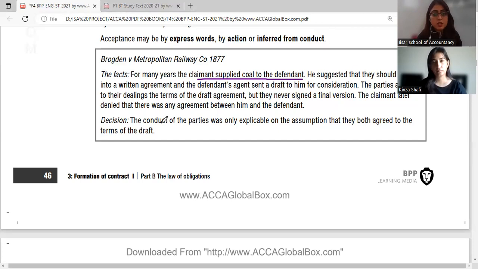The conduct of the parties is only explicable on the assumption that they both agreed to the terms of the draft.